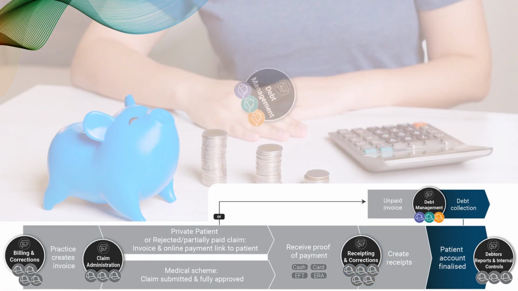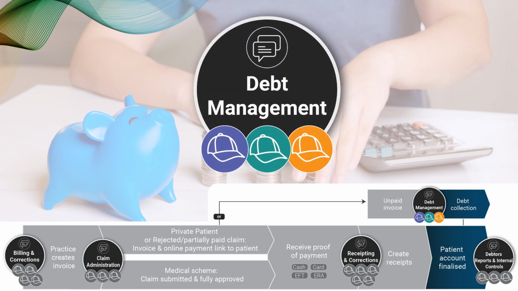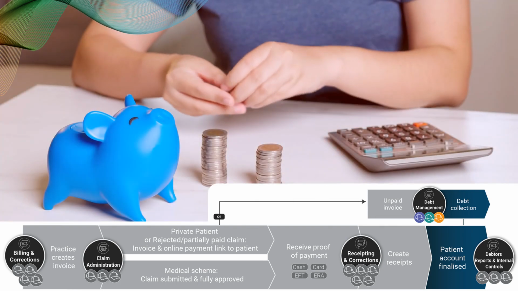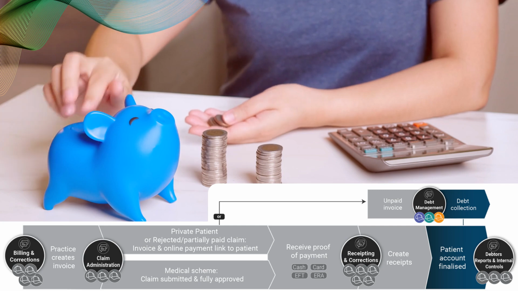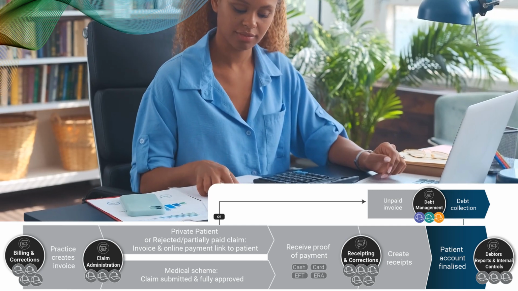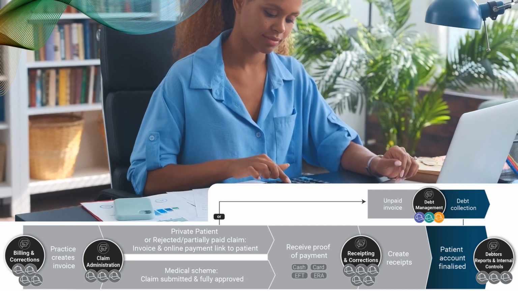The fourth process is debt management. If part or the entire claim remains outstanding, the practice initiates debt collection processes to recover the owed amount. These processes continue until the account is settled, written off, or handed over for external debt collection.